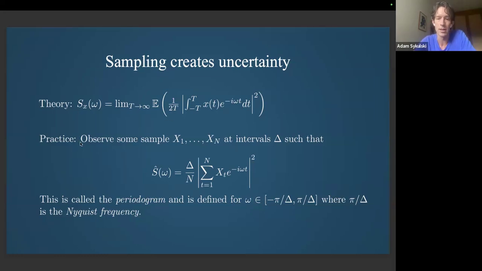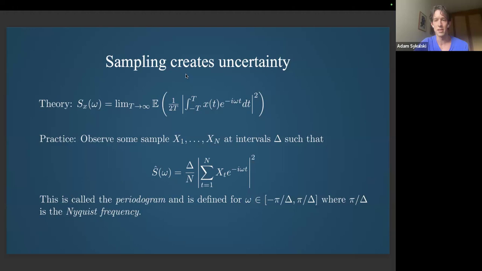So that's the theory. In practice, what I was showing you in all those plots were from observing some sample of a theoretical time series at intervals delta. So we only observe these length N time series. And the most classic estimator of the spectrum is what's called the periodogram, which now compare these two equations. Now we can't integrate, we sum over our length N time series. We take the absolute value and square like before. We divide by N, similar to dividing by T, and we have a normalizing delta. And now S hat is an estimator of S.